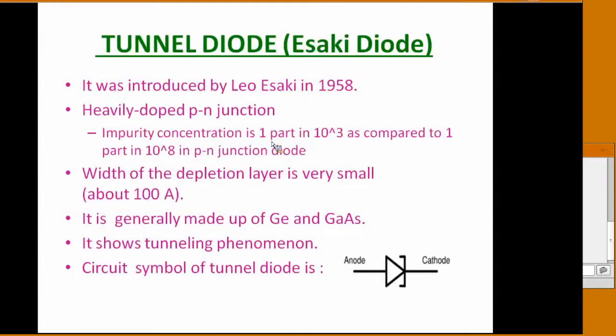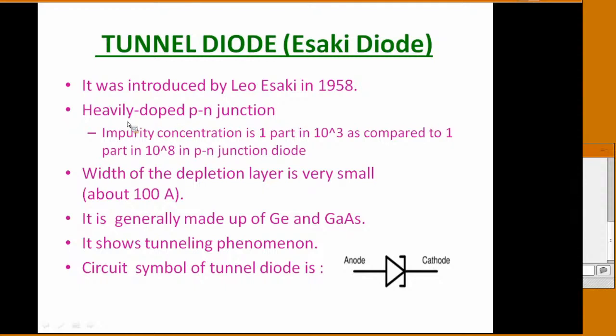Tunnel diode. The other name of the tunnel diode is nothing but the Esaki diode, because the scientist Leo Esaki proposed it in 1958. With his name only, this tunnel diode is also named the Esaki diode. Now, what is this tunnel diode?